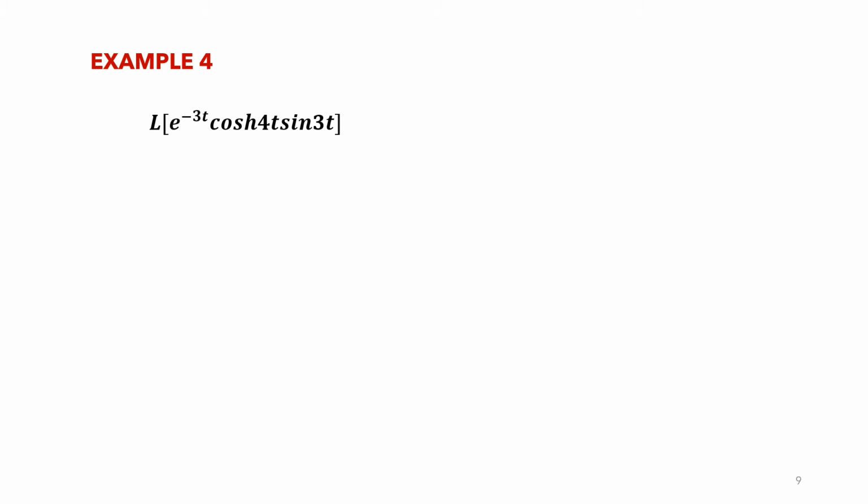Next problem. L of e raised to minus 3t cos h 4t into sin 3t. Now when we see here, the functions other than e raised to are cos h 4t and sin 3t. Okay, so we are not having any direct formula to convert cos hyperbolic into cos, and we cannot apply Laplace also on both the sides.